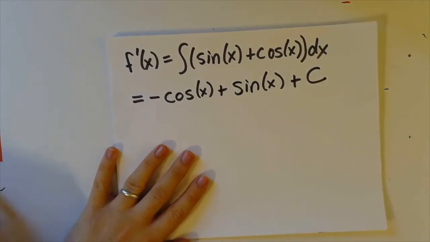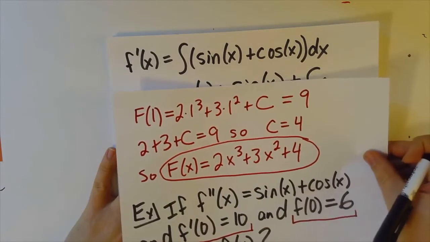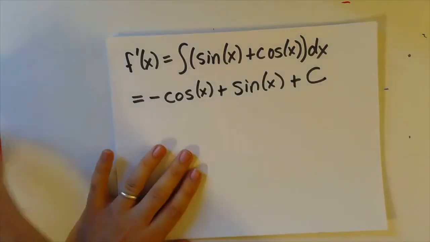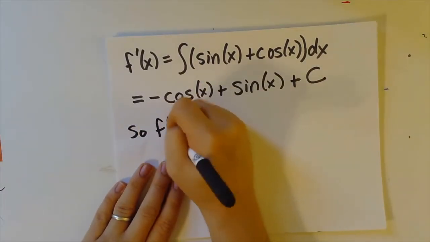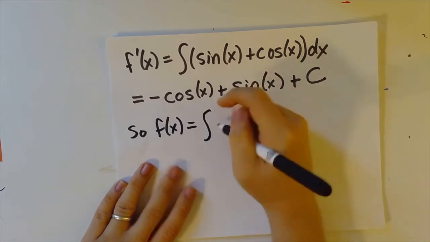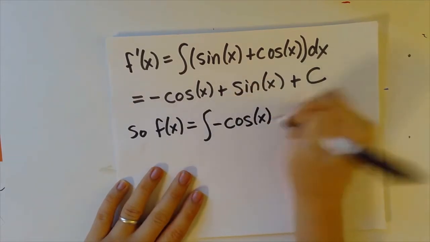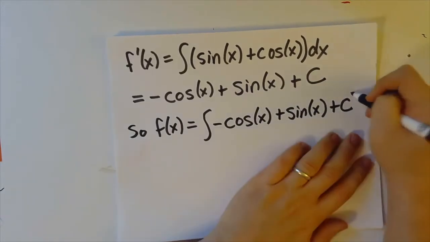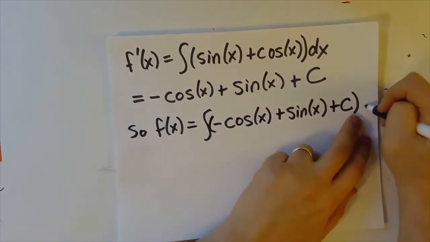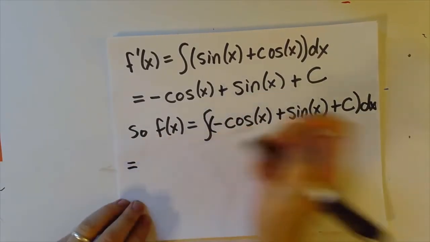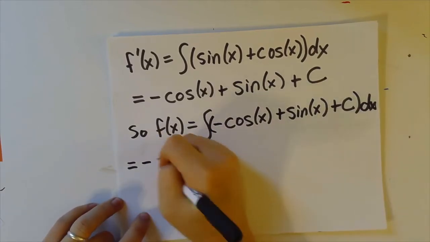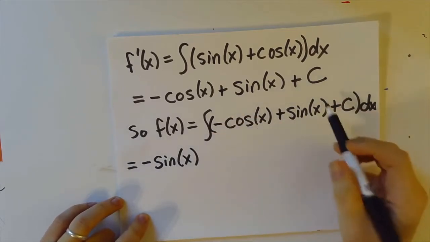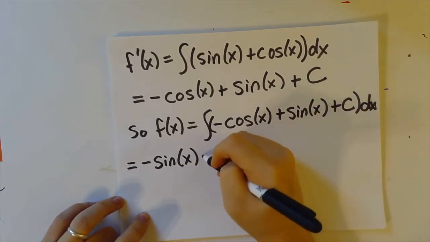Okay, again, I did the integral to undo one of the two derivatives on f. But I'm not done, I still have to undo the other one. So f is now the integral of minus cosine of x plus sine of x plus c dx. And so the integral of minus cosine is now minus sine of x, plus the integral of sine is minus cosine of x.